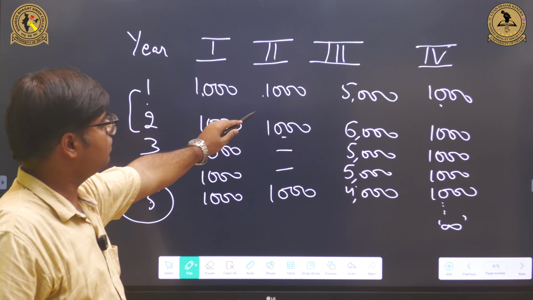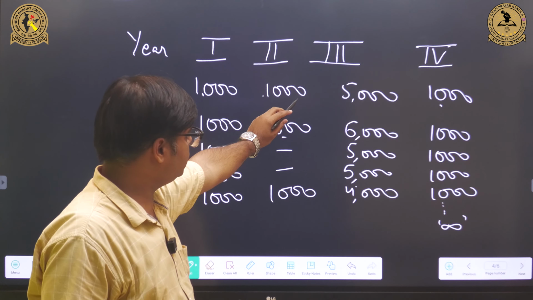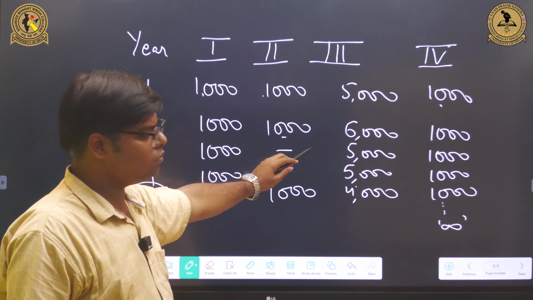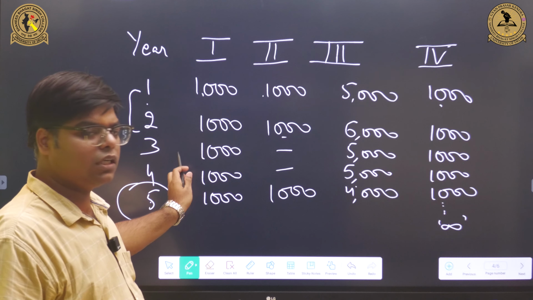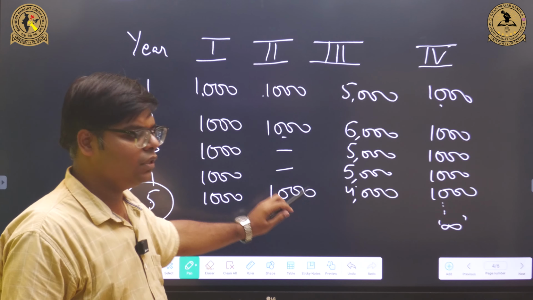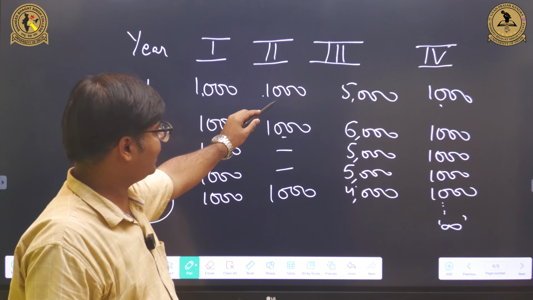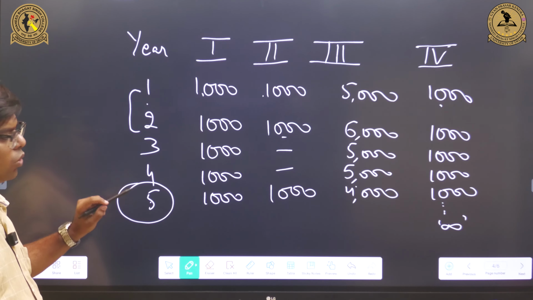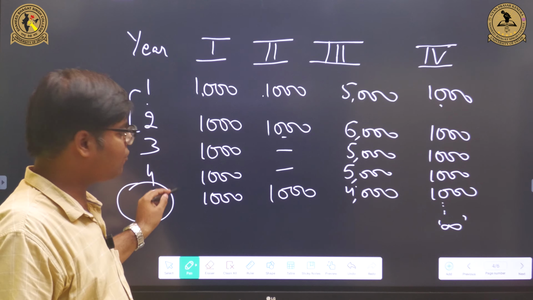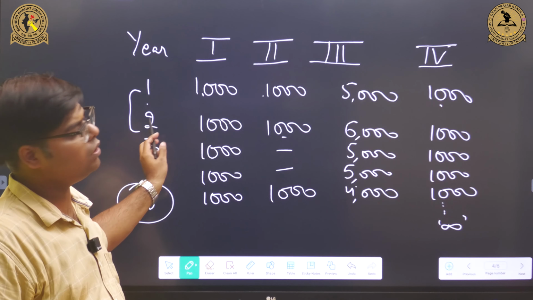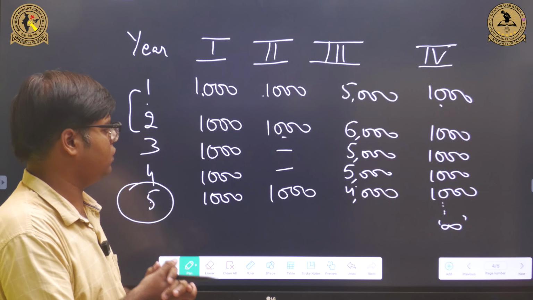Second scenario, if I am investing 1000 rupees in year 1, again 1000 rupees in year 2, zero investment in year 3 and year 4, and 1000 rupees in year 5. Now in this case, although my cash flows are equal, my intervals are not equal. My cash flows are finite, cash flows are equal, but the intervals are not equal. So it is not a case of annuity.